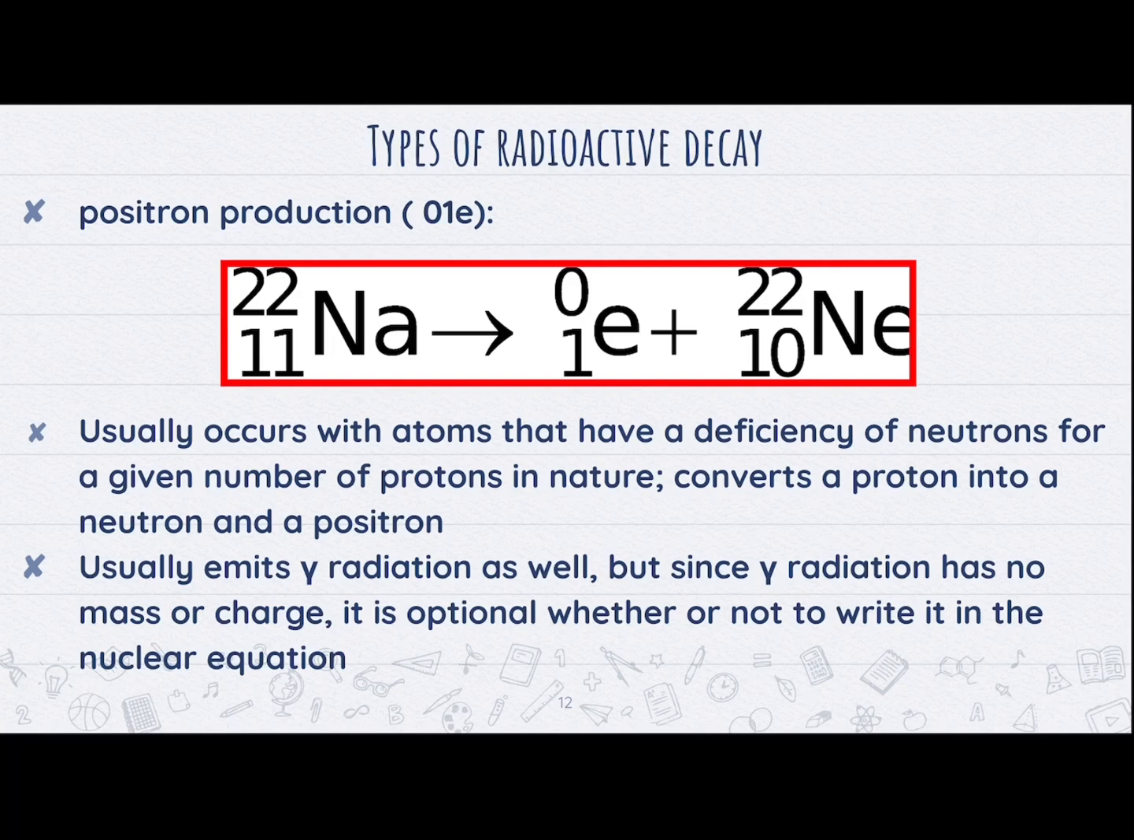Another type that we haven't really talked about before is called positron production. A positron is where it says e with a 0 on the top and a 1 on the bottom. It usually occurs with atoms that have a deficiency of neutrons for a given number of protons in nature. It converts a proton into a neutron and a positron. It usually emits gamma radiation as well, but since gamma radiation has no mass or charge, it is optional whether or not you need to write it.